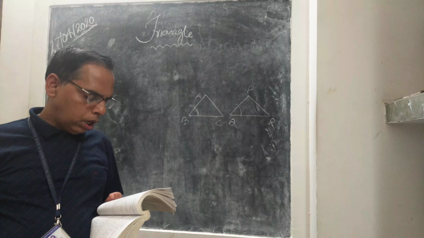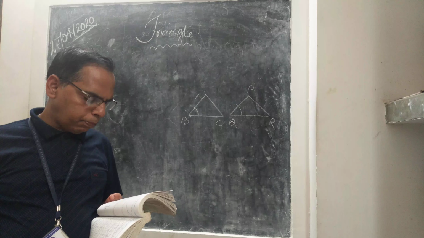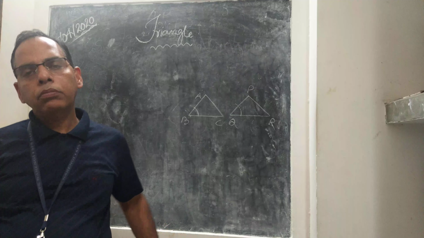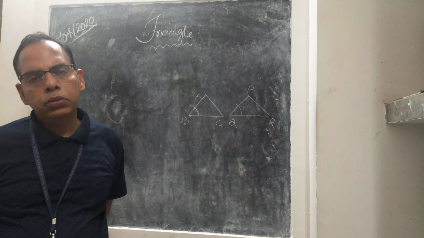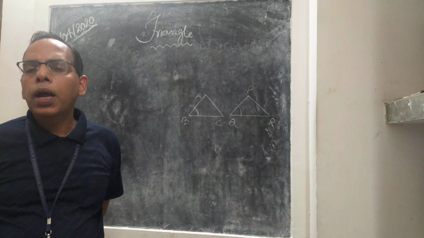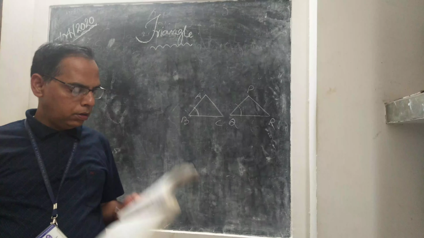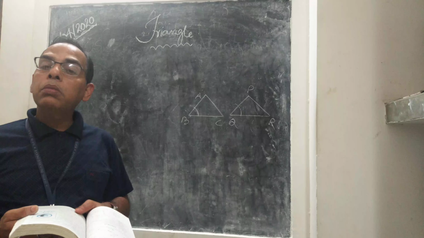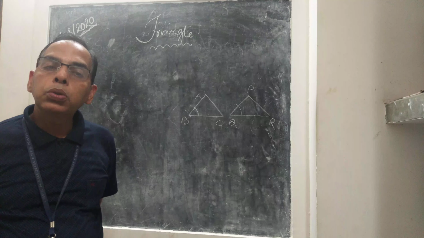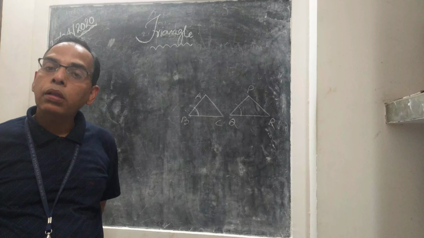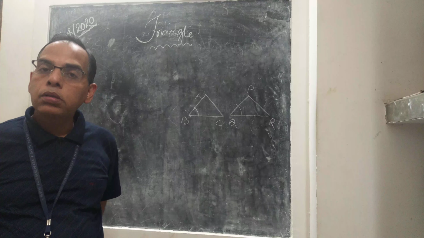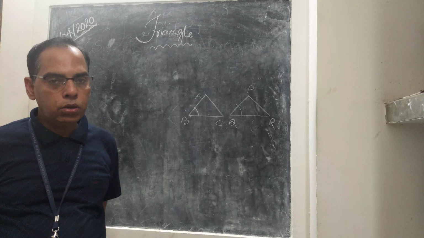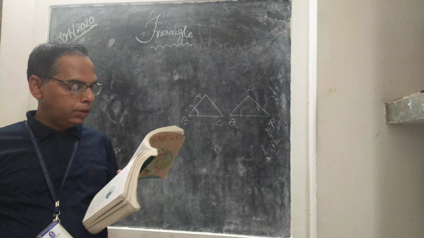Now two different examples of pairs of similar figures: two circles, two squares, two hexagons. Okay. Non-similar figures: two isosceles triangles, two rhombuses. Okay, they are non-similar figures.